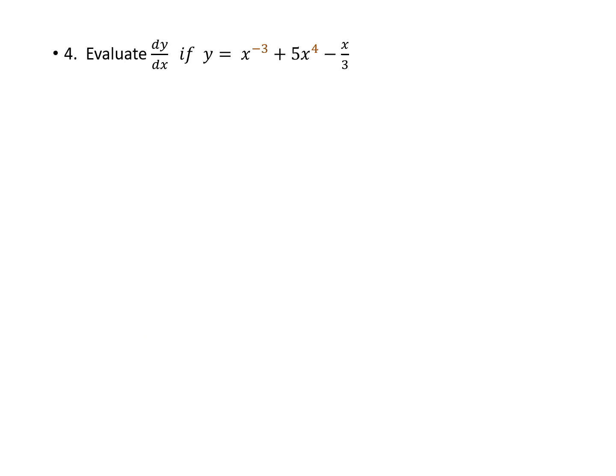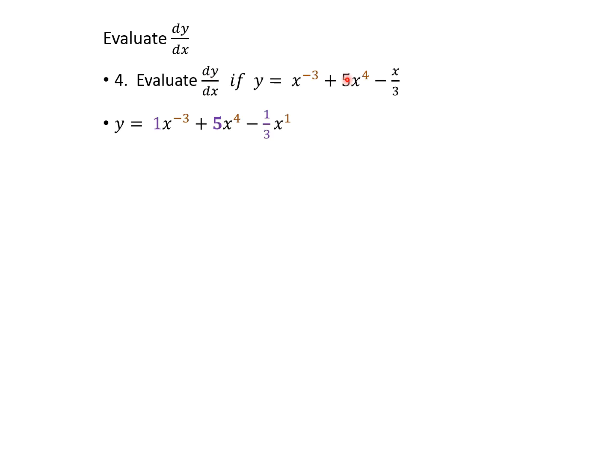Alright, my fourth problem here. Evaluate dy/dx if y equals x to the power negative 3 plus 5x to the power 4 minus x over 3. Right, so minus 3, I have 1x to the power minus 3 plus 5x to the power 4. And there that is 1 over 3 x to the power 1. So that's a third. Right, I might just put it to the front so that we don't get confused when you have to multiply the exponents. So right, as it is there, I can find the derivative.